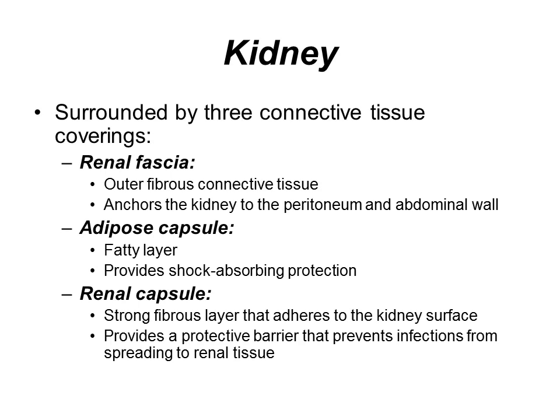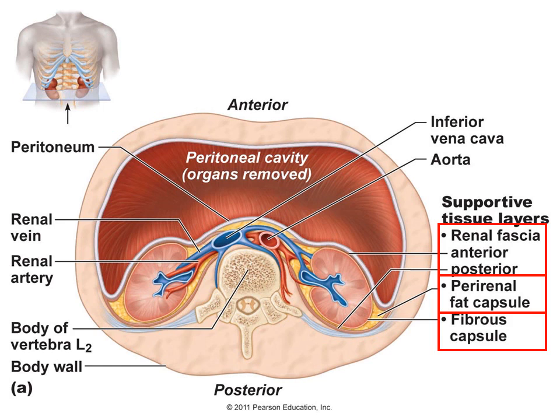The renal capsule is the innermost layer that's attached directly to the kidney surface. It does provide a protective barrier: if there's an infection in the cavity, it prevents it from spreading to the kidneys. And so here you can see the three different layers surrounding that kidney, helping to protect it.